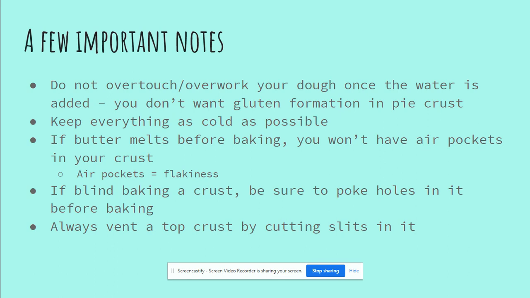And then if you have a top crust on a pie, you always need to make sure that you poke holes or cut some slits in it so that the steam can vent out while it's baking. That way it cooks properly and you don't have to worry about the top crust splitting apart while it's baking.